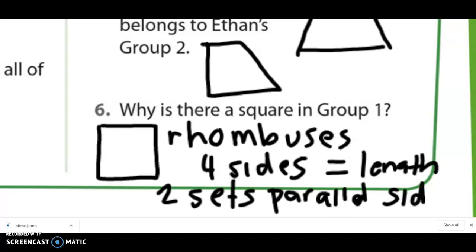So, technically, doesn't a square fit those attributes? It technically does have four sides of the same length, and it does have two sets of parallel sides. Yes, we can name it a square because it has those four right angles, but we can also still consider a square a type of rhombus.